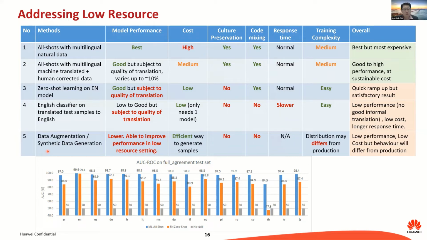And lastly, we also look into data augmentation. Data augmentation is a very good way to jumpstart and improve the performance in low resource settings. But ideally, the performance is poorer than the first two approaches. So when we look at it, the first two approaches are more sustainable. This is a chart comparing the all-shot and the English and zero-shot approaches.